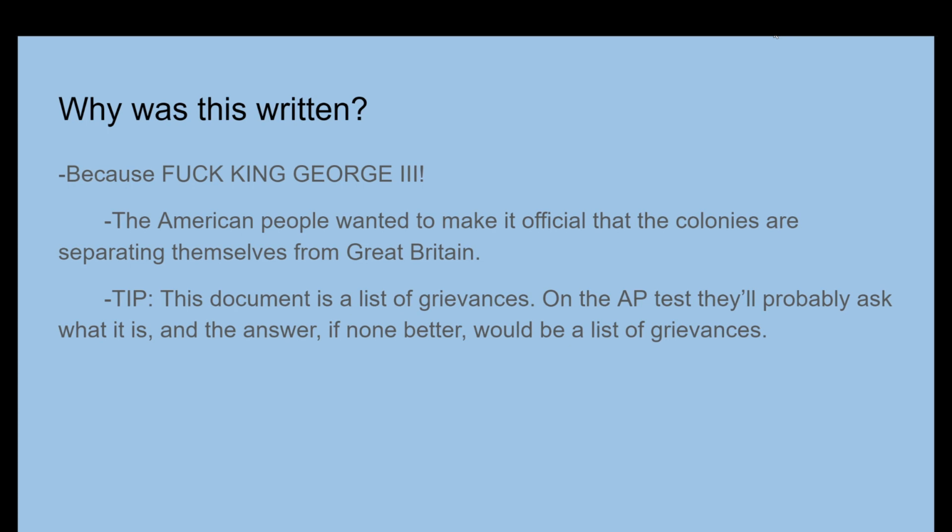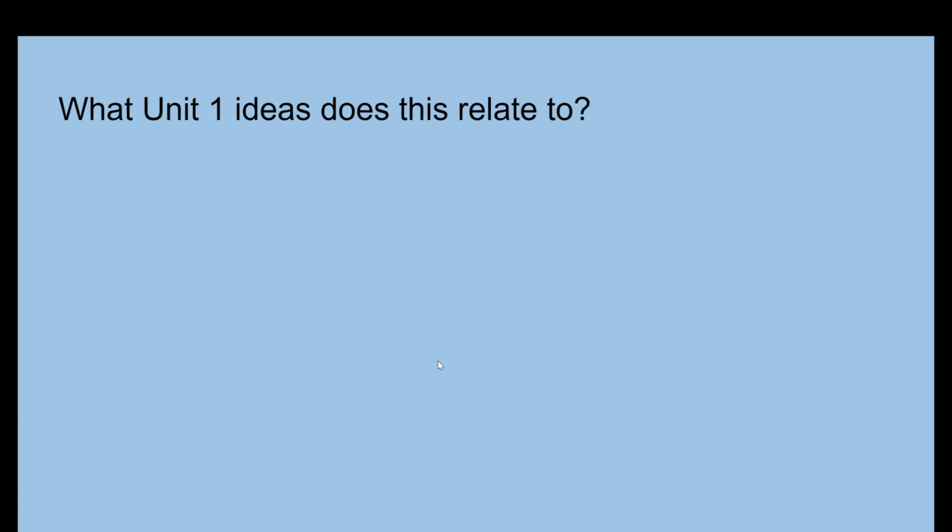So on the AP exam, this document is usually referred to as a list of grievances. If there's an MCQ, I'm pretty sure on my test there was an MCQ about the Declaration of Independence asking what it's best characterized as, and the best answer, I think in this case, was list of grievances, which is what I put. This document is a list of grievances against King George III, because they didn't like him. They hated him.